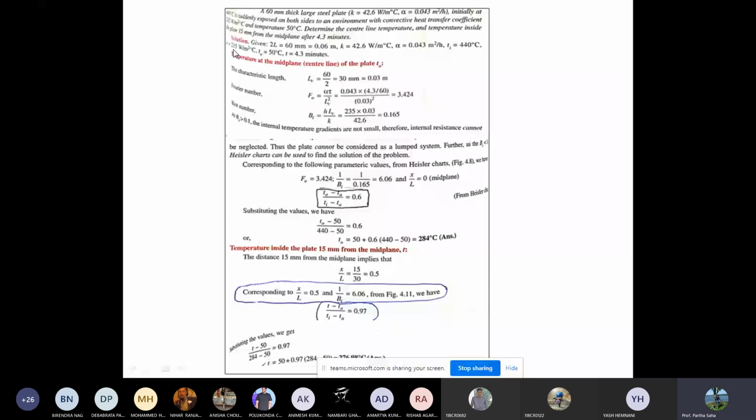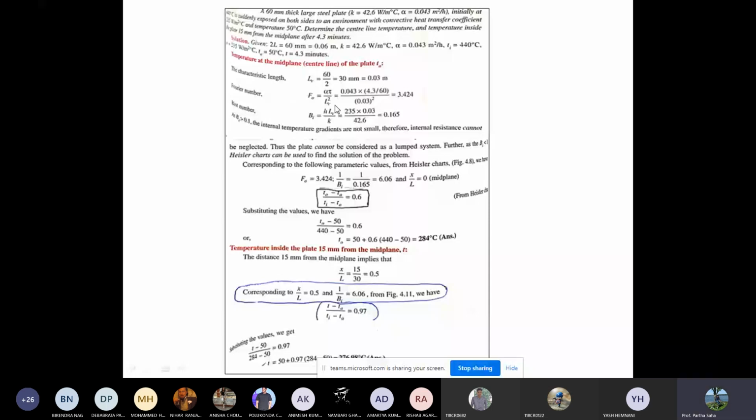And ambient temperature given, time is given 4.3 minutes. So first thing first, we have to determine the characteristic length, that is LC, that is for plate it is thickness by 2, you all know, right? So 0.03 meter. Fourier number, you know, alpha tau by LC square. You determine this. Biot number, you determine this, right?